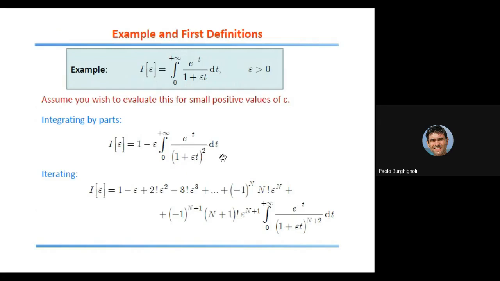And you can imagine that if you iterate this procedure, you will get progressively increasing powers of epsilon with a multiplier which is given by the factorial of its exponent. And then there is also a sign which alternates, (-1) to the nth power. If you do that n times, you also have a remainder, which is the last term here, which is expressed in terms of epsilon to the n plus 1 power. Then there is an integral in which you have in the denominator 1 plus epsilon t to the n plus 2.